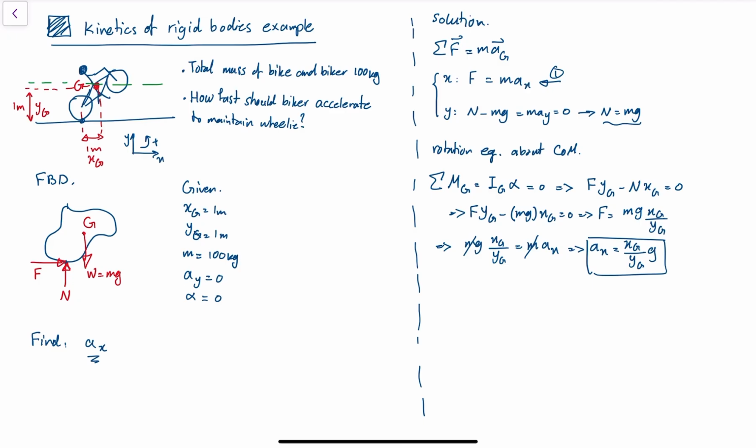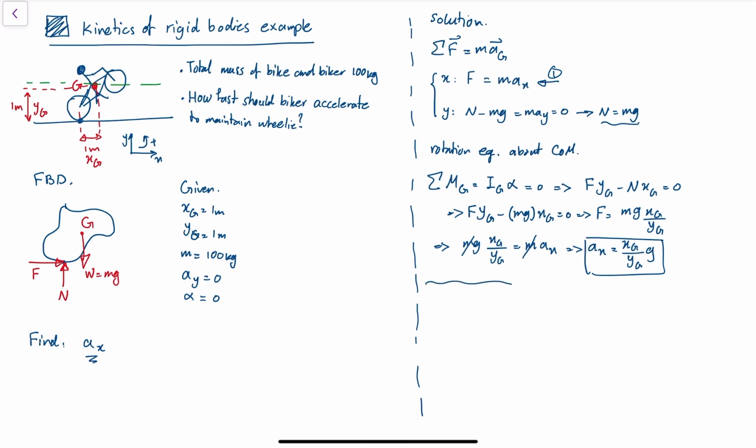So if xg is 0, you're perfectly vertical. You don't need to accelerate. In fact, you shouldn't accelerate. If you accelerate, you fall back. And if yg is 0, you're perfectly flat on the ground. Doesn't matter how fast you accelerate, you can never flip up. So that is one way you can solve it. There is potentially another way. You're always welcome to think that way too.